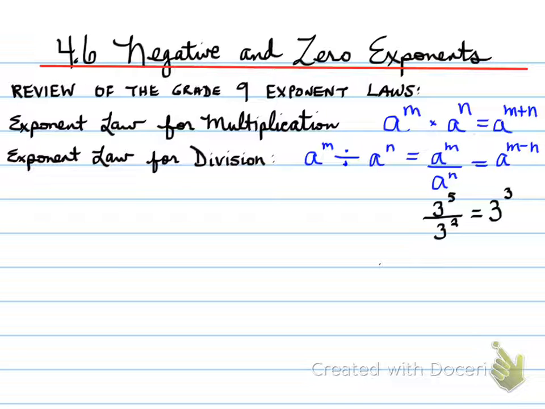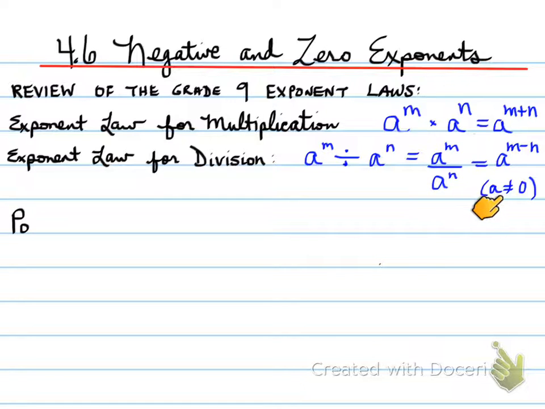So once again, looking at the question here, we have two powers being divided that have the same base, and what we're going to do is subtract the exponents, and we end up with 3 to the power of 3. All right, moving on. Let's erase this and move forwards. Next one.